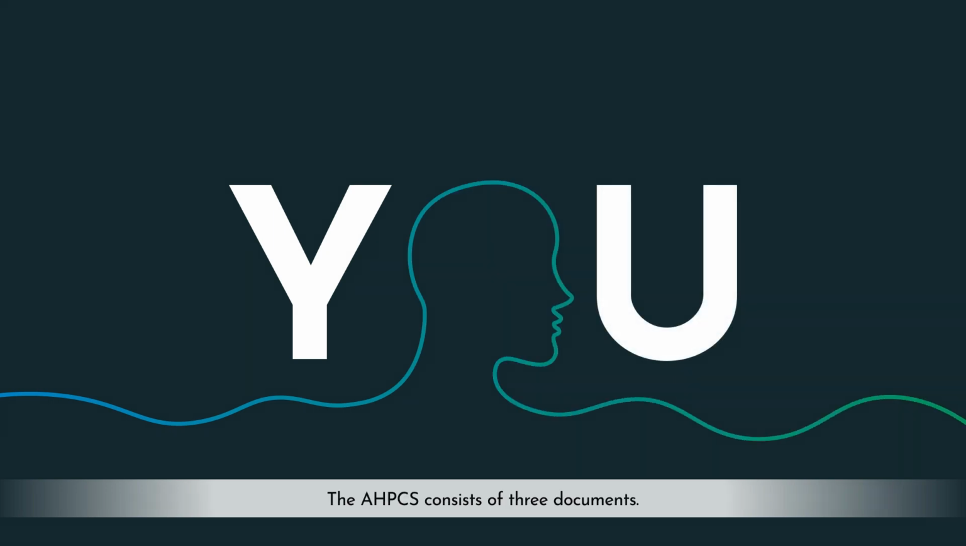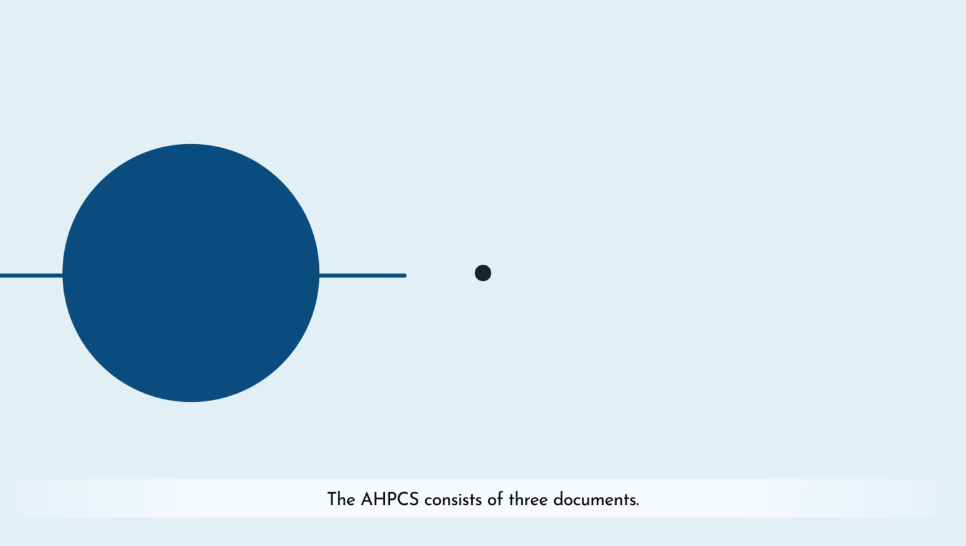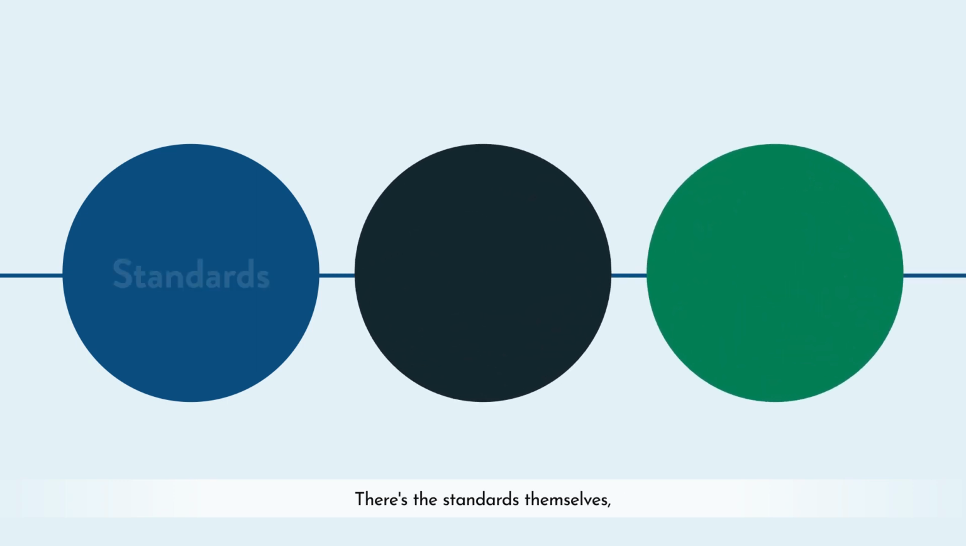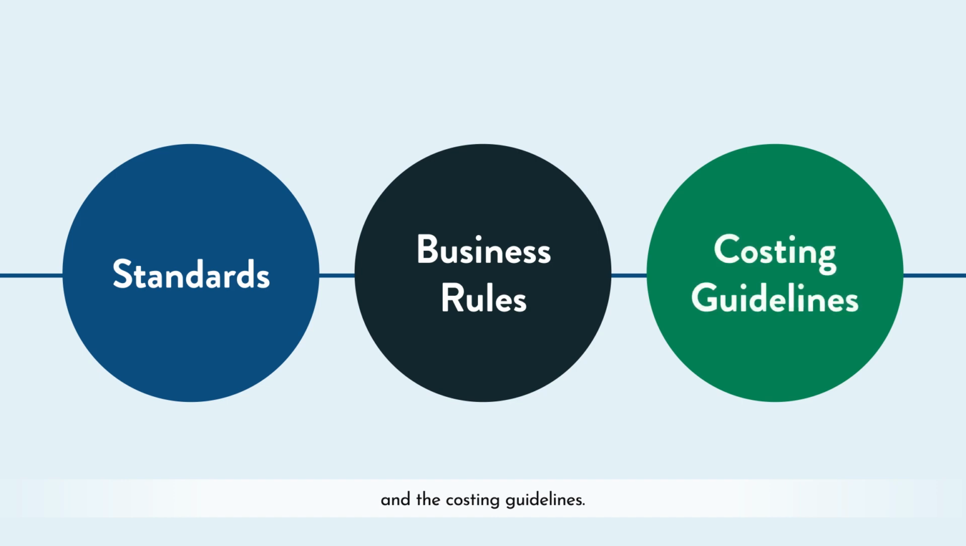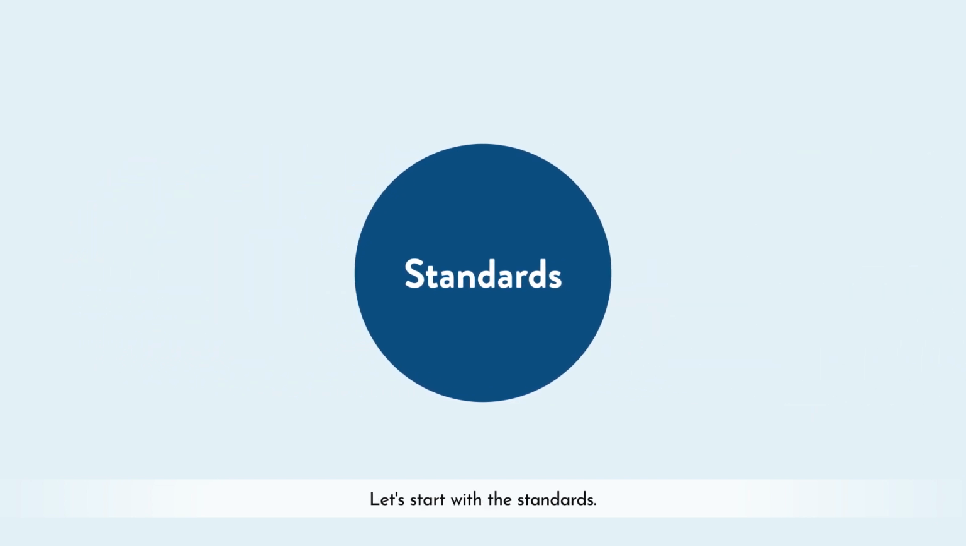The AHPCS consists of 3 documents. There's the standards themselves, the business rules, and the costing guidelines. Together, they provide greater clarity. Let's start with the standards.